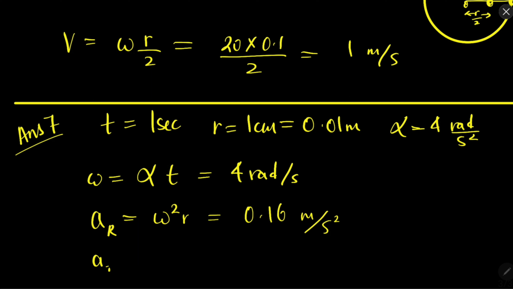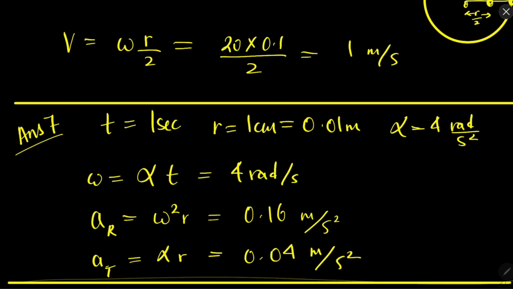And tangential acceleration is given by alpha r. So it will be 0.04 meter per second square. So just remember these formulas.